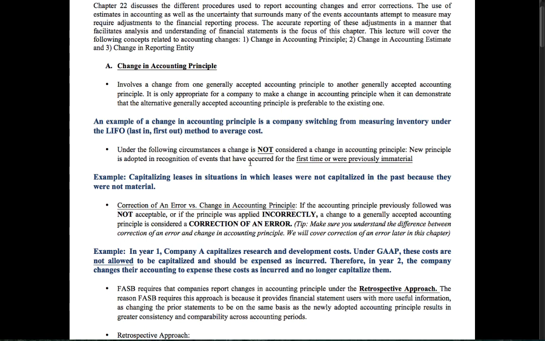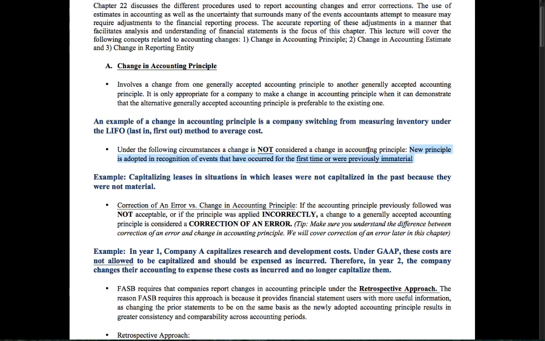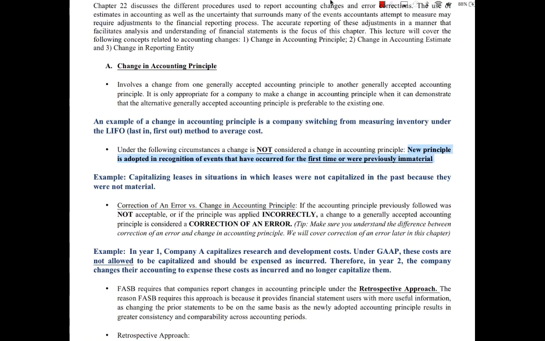One very important thing to note, and this is not to confuse you, is a change in accounting principle versus a new accounting principle. Under these circumstances, a change is not considered a change in accounting principle. The new principle is adopted in recognition of events that have occurred for the first time or that were previously immaterial.